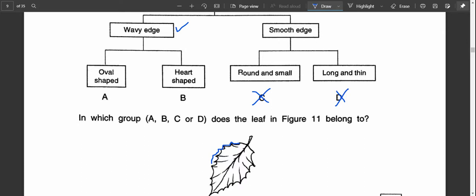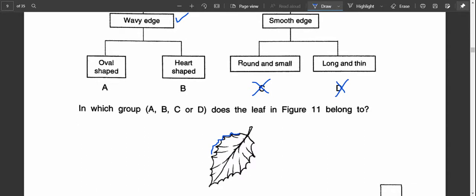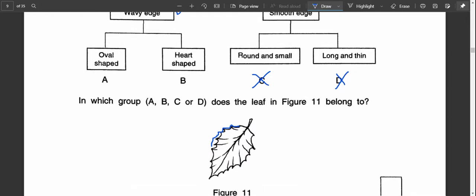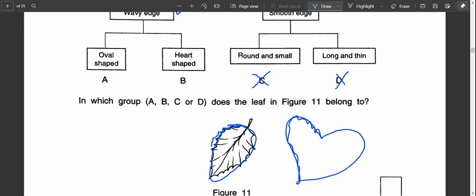And you have to look at the shape, whether it's oval shape or heart shape. And in this case, you can see that if oval, it will be like this, similar to this one. If heart shape, it will be more toward like that, wavy like that. Therefore, the answer for this one is A.